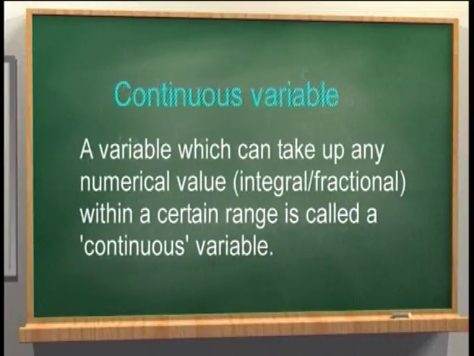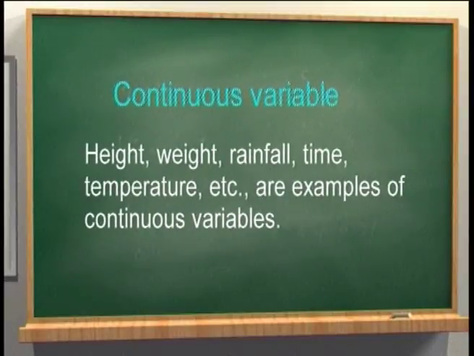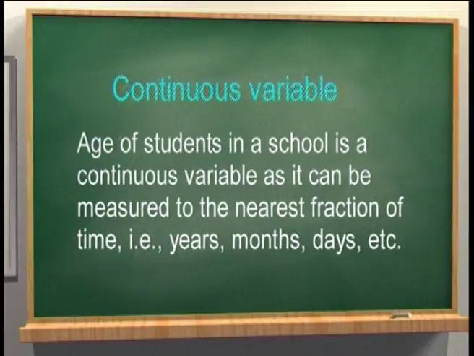Continuous variable. A variable which can take up any numerical value within a certain range is called a continuous variable, like height, weight, rainfall, temperature, etc. These are all examples of continuous variables. Age of a student in a school is a continuous variable as it can be measured to the nearest fraction of time, that is years, months, days, etc.